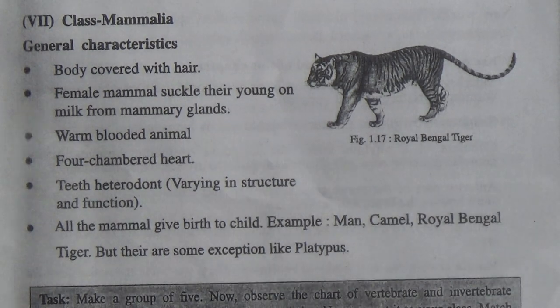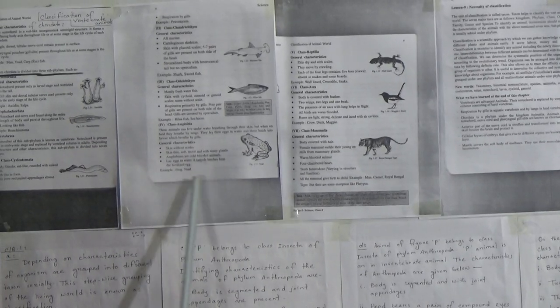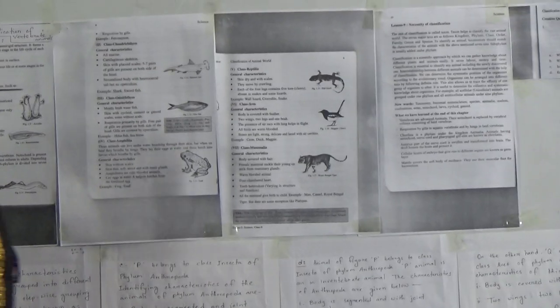So, my dear students, all these characteristics are very, very important, and you have to memorize all of them. Then go to the next topic, necessity of classification. The unit of classification is called taxon.